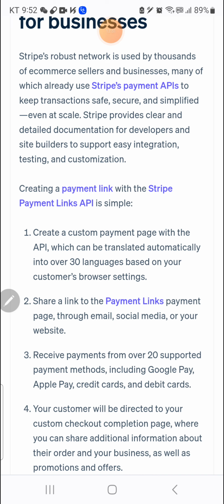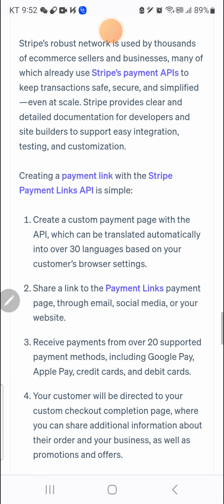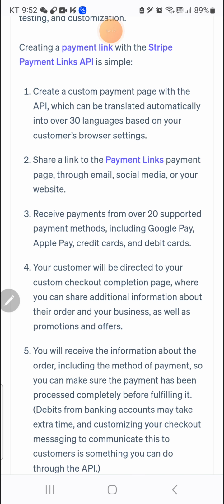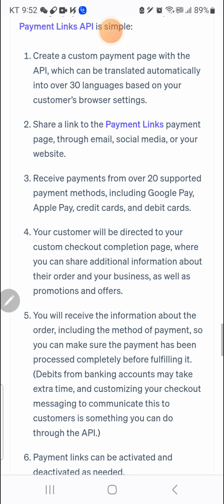Stripe provides clear and detailed documentation for developers and site builders to support easy integration, testing, and customization. Creating a payment link with a Stripe Payment Links API is simple. 1. Create a custom payment page with the API, which can be translated automatically into over 30 languages based on your customer's browser settings.